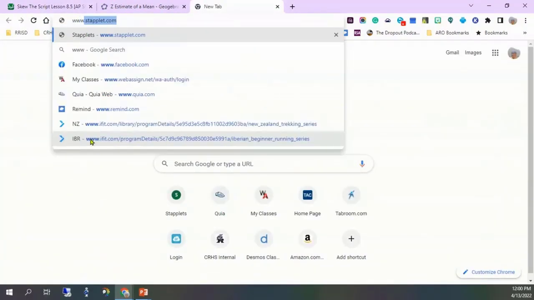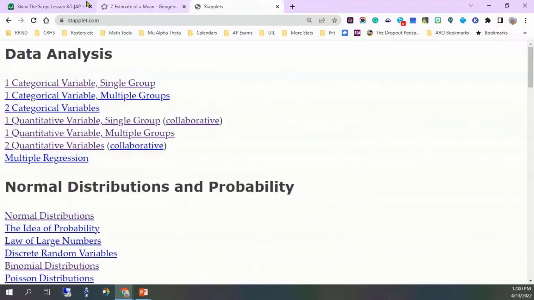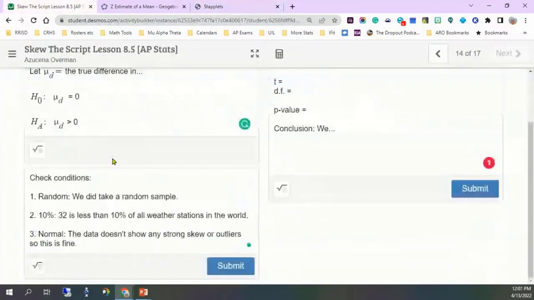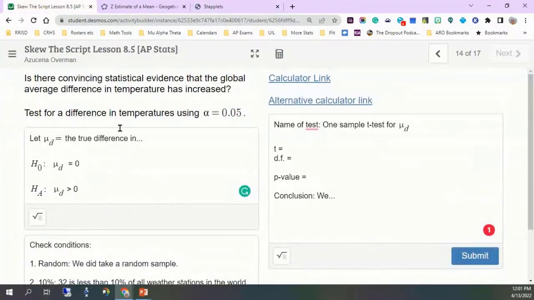So what we're going to do is go to Statlet. Did they give us stats? Please say they gave us stats. No, I got to put the data in. Really? Hold on. That was a lot of stations. I don't want to put in all that data.